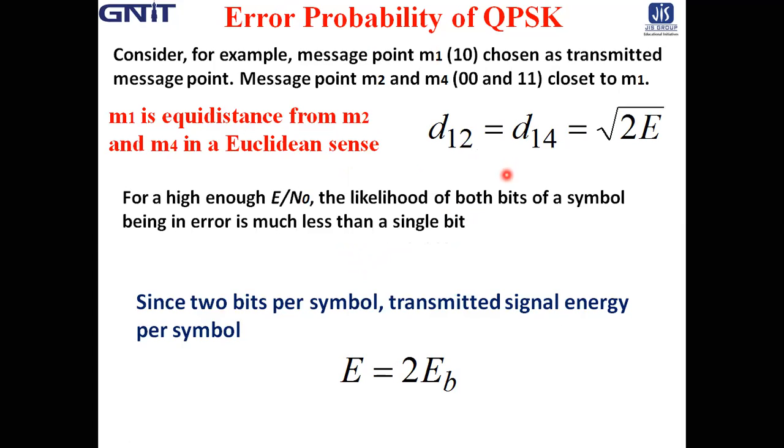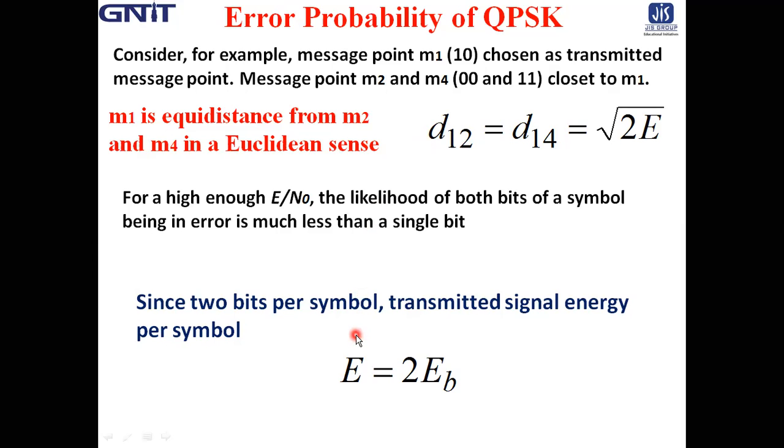Now note that in mistaking either M2 or M4 for M1, a single bit error is made. On the other hand, in mistaking M3 for M1, two bit errors are made. For a high enough E by N0, the likelihood of both bits of a symbol being in error is much less than that of a single bit, which is a further justification for ignoring M3 in calculating PE when M1 is sent.